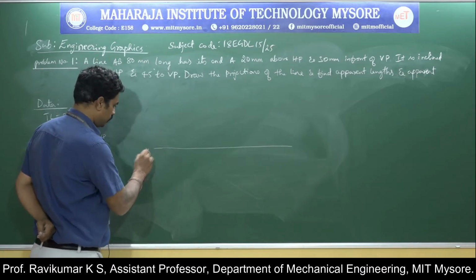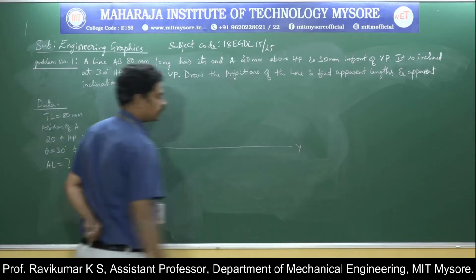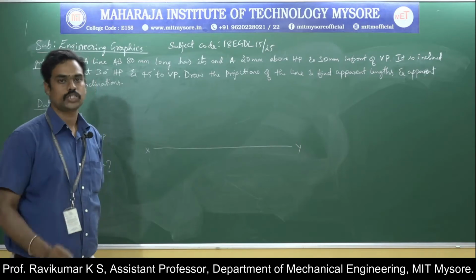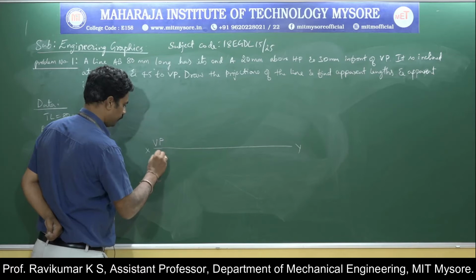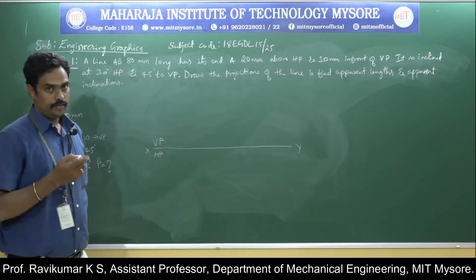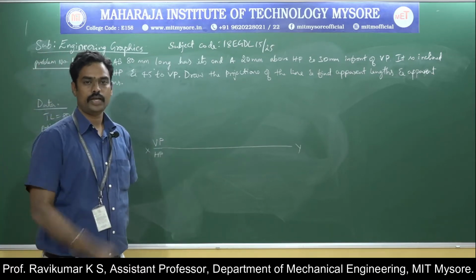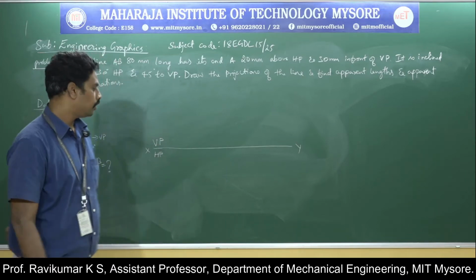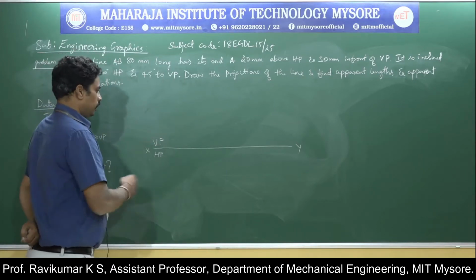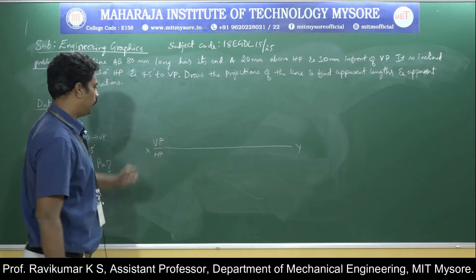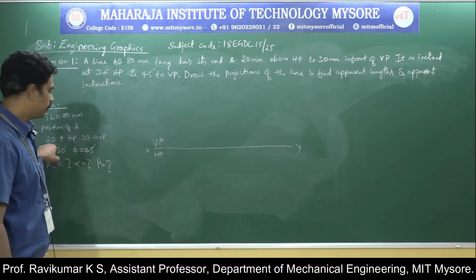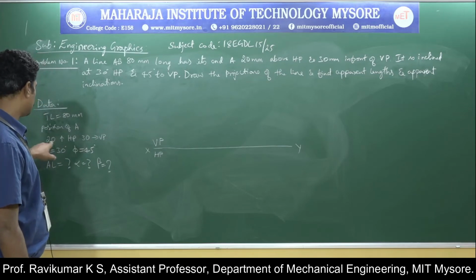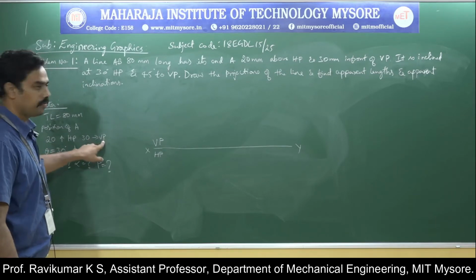So it is the xy line, x, y, and since we are dealing with only the first quadrant in lines, we need to write VP and HP. In the first quadrant, the vertical plane comes above the xy line and the horizontal plane comes below the xy line. Xy line, VP and HP. To start with, first locate point A. Point A is 20 mm above HP and 30 mm in front of VP.